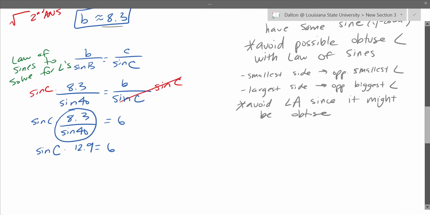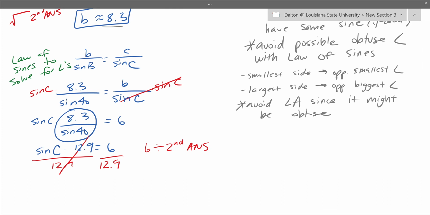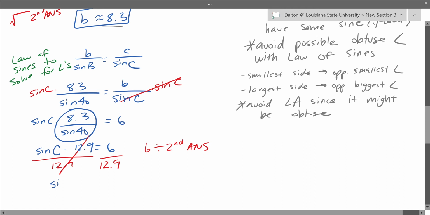On this next step, when you divide both sides by that number 12.9, instead of typing in 6 divided by 12.9 in your calculator, I would like for you to type in 6 divided by second answer, and it should input that long decimal that it had previously calculated on the step before. If you do that, you'll end up with the sine of C is equal to 0.46. And again, that's a longer decimal as well.